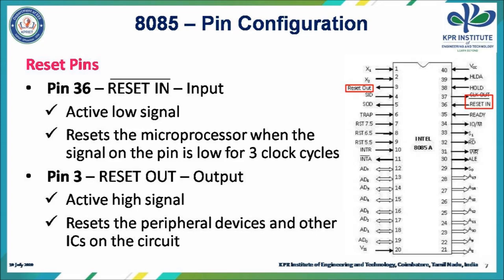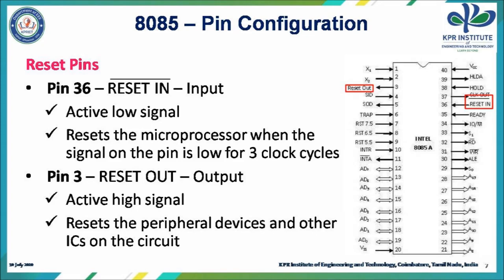Then, coming to the reset pins of 8085 processor. To reset the processor, we use reset in bar pin. Reset in bar is an active low signal. Active low signal is nothing but the signal which is activated by giving 0. So this reset in bar pin is used to reset the microprocessor, which can be done by the programmer.